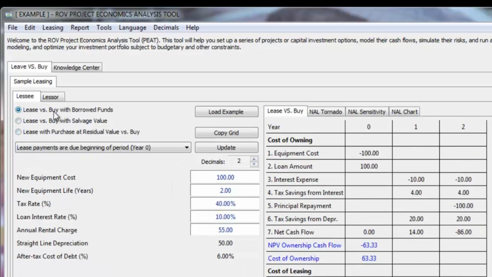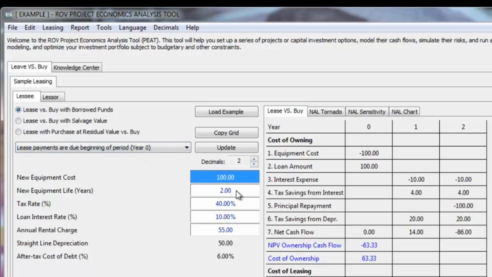So let's say I do a lease versus buy. I clicked on load example already. So we can do lease payments, which are typically either due at the end of the period in year one or at the beginning of the period, which means you pay now, get the equipment, and then at the end of the year you keep paying. But the first payment occurs at time 0, so you get to use the equipment now and you pay at the end of the year and so forth. So typically it's year 0. It's annuities due in this case.